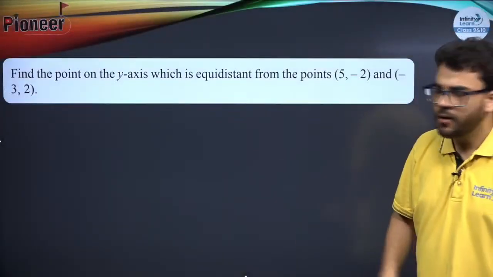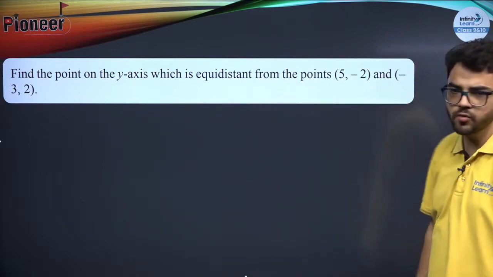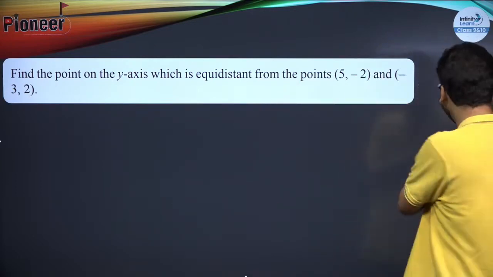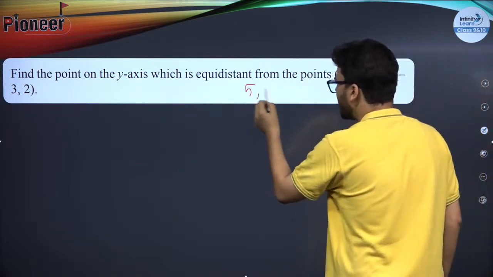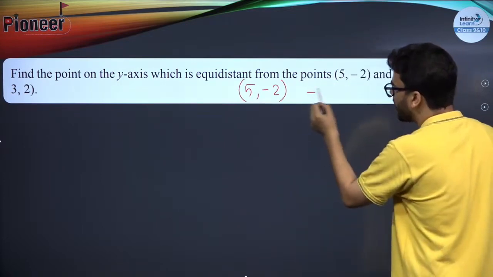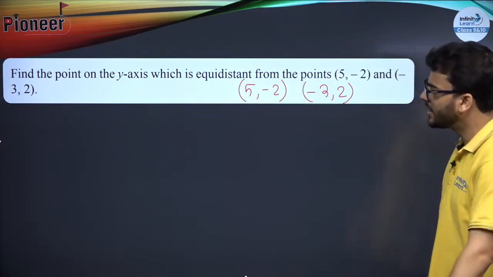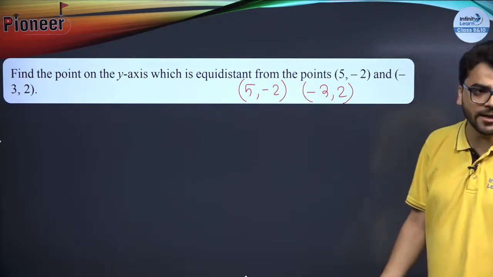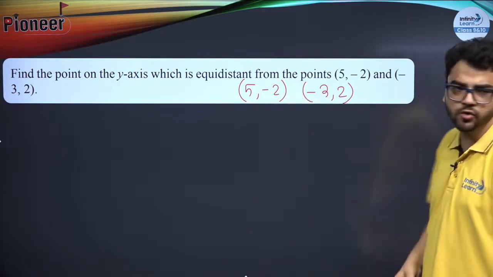Can you try doing this one? Find the point on the y-axis which is equidistant from the points 5 comma minus 2 and minus 3 comma 2. You have to find the coordinates of the point which is equidistant from these 2 points.